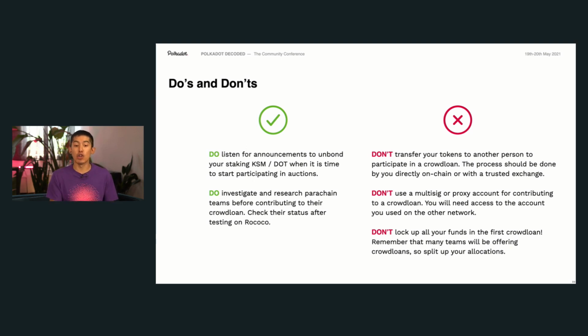And also, you definitely don't want to lock up all of your funds in the first crowdloan. Remember that many teams will be doing crowdloans, and those crowdloans may start at different times. If you lock up all your funds in the first crowdloan, you won't have funds to contribute to the other one. So definitely think ahead of time about the parachain teams, about the allocations you want to make, and make sure that you're distributing your funds in a way that makes sense and allows you access to all the different opportunities that Polkadot can provide to you.